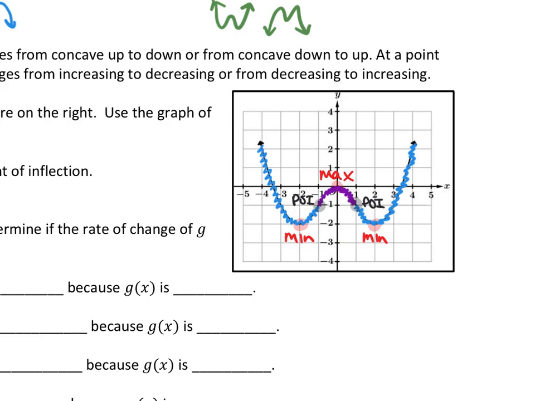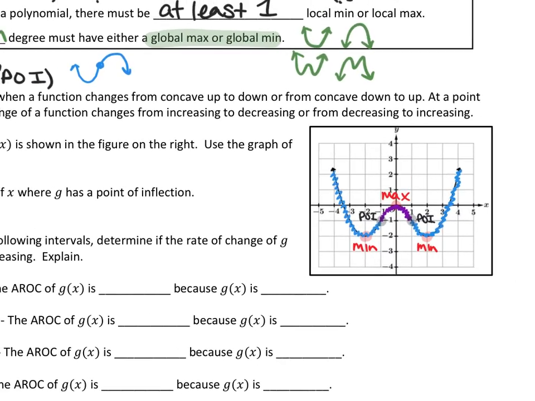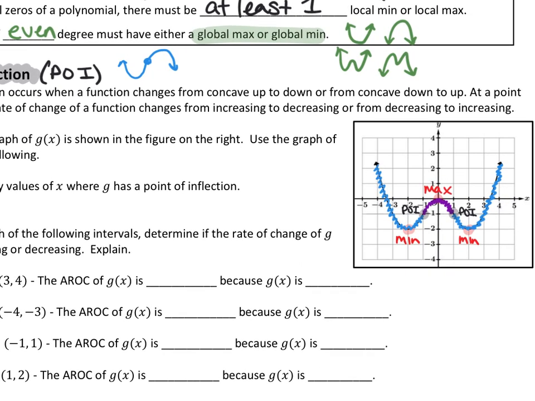So to actually answer the question, it says, find the values of x where g has a point of inflection. Where are the two x values where I switched colors? X equals -1 and 1. Those are my points of inflection. At those two points on my graph, I switched from having an upward facing bowl to a downward facing bowl. That's what we're talking about with points of inflection.